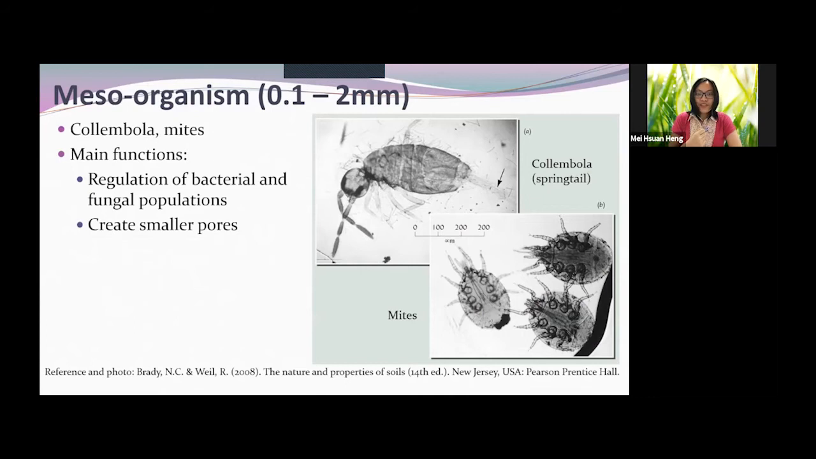Organisms such as springtails and mites function in the soil to regulate the population of other microbes by predation, and also create some smaller pores for root hairs or the hyphae of fungi to grow. This enhances plant growth so that the plants can search for more nutrients. Lastly, the microorganisms, whose size is smaller than 0.1 millimeter.